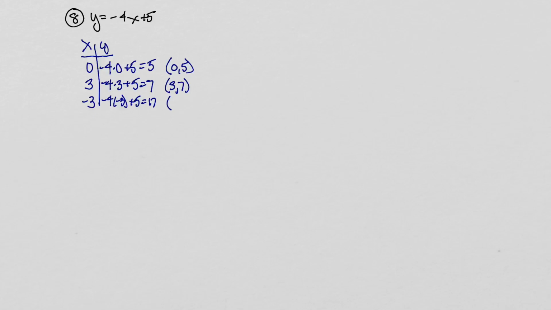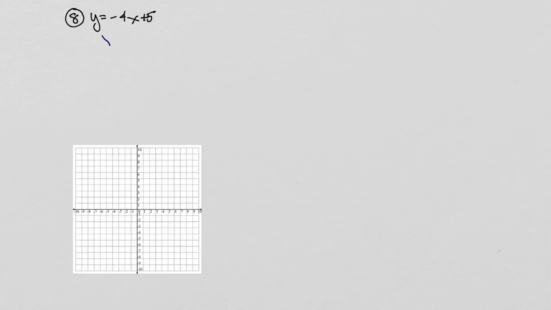Let's see what we can do here, though. So negative 3, 17. What if we just went, say, 1 to the right? So that'll be 4 times 1 plus 5. Negative 4 plus 5 is 1. So 1 and 1. We should be able to get that plot.